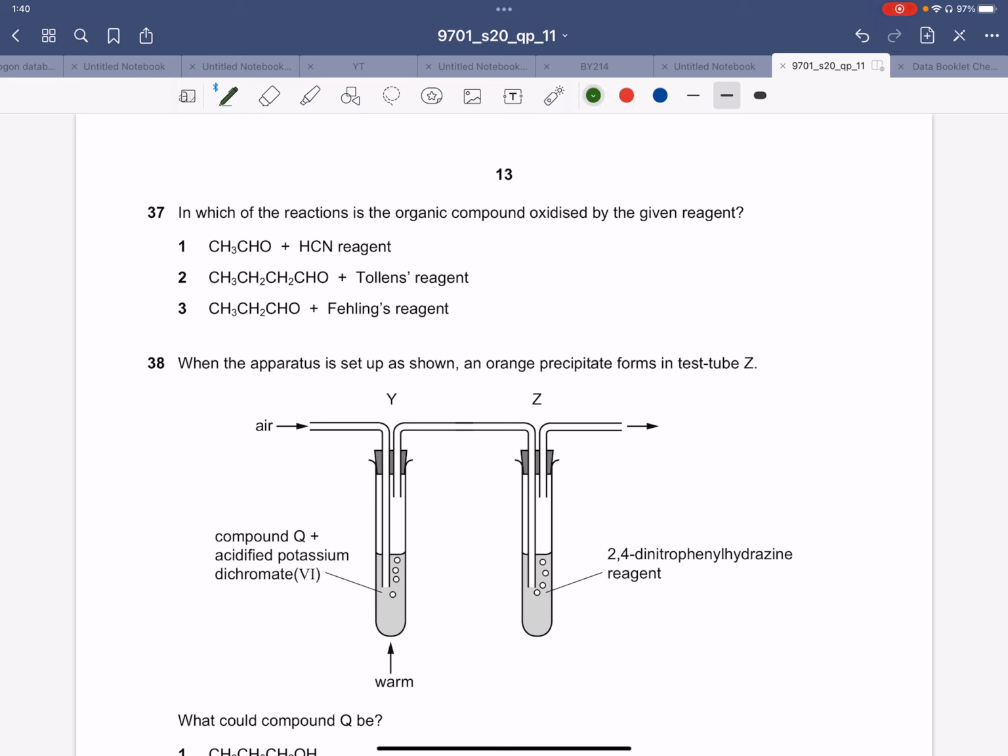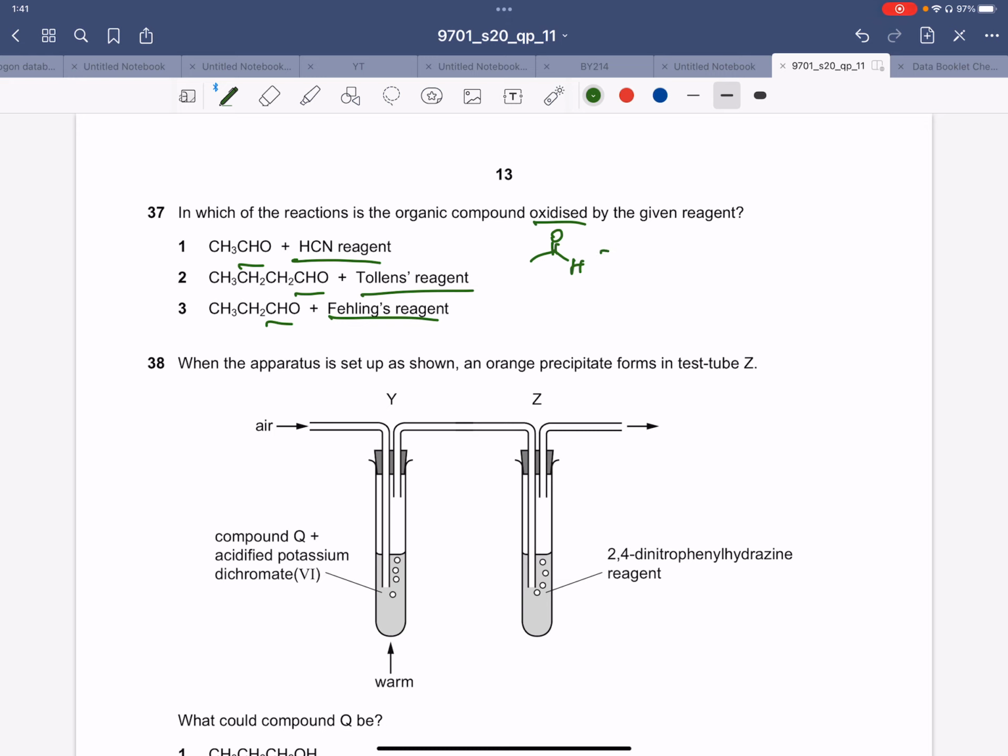Moving on. Which of these reactions has the organic compound oxidized by the given reagent? Looking at the reagents, we have HCN, hydrogen cyanide, Tollens reagent, and Fehling's reagent, and we're given aldehydes. That CHO is the indicator for an aldehyde. So CH3CHO is basically going to be this, ethanal.